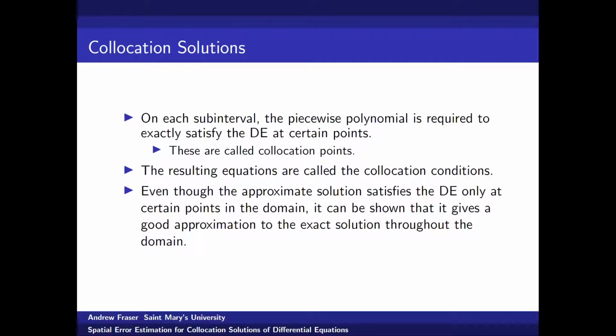On each subinterval, the piecewise polynomial is required to exactly satisfy the differential equation at certain points. These points are called collocation points. The resulting equations are called the collocation conditions. And even though the approximate solution satisfies the differential equation only at certain points in the domain, it can be shown that it gives a good approximation to the exact solution throughout the domain.